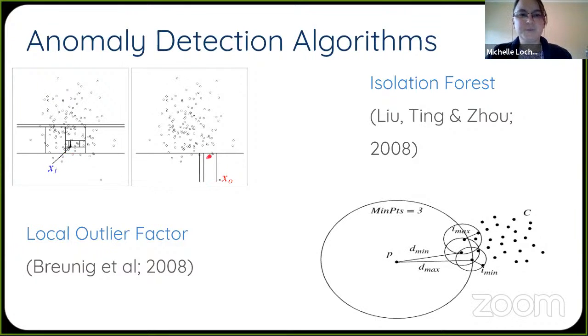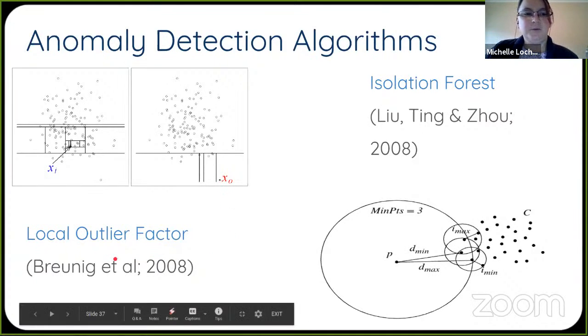Whereas this point is, like this one. This one is quite unusual, quite far from the norm. And so you only need basically 2 cuts, and then it's on its own. And so it's able to give an anomaly score that way.